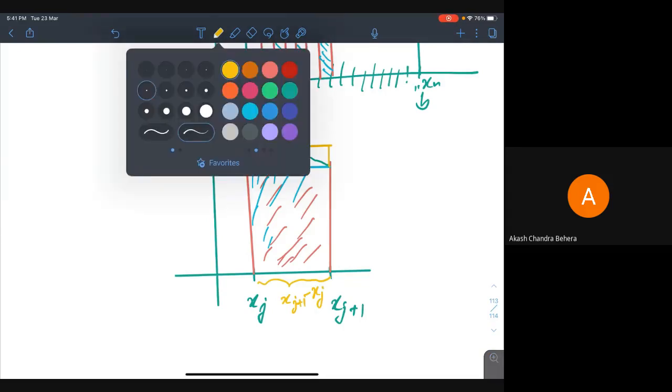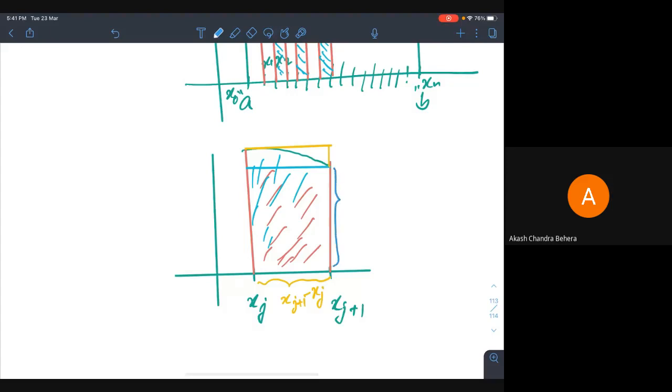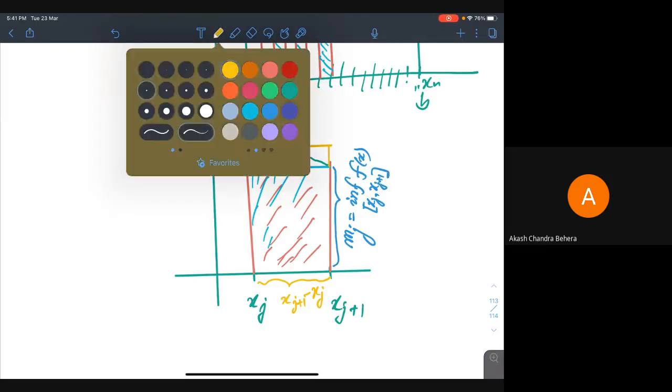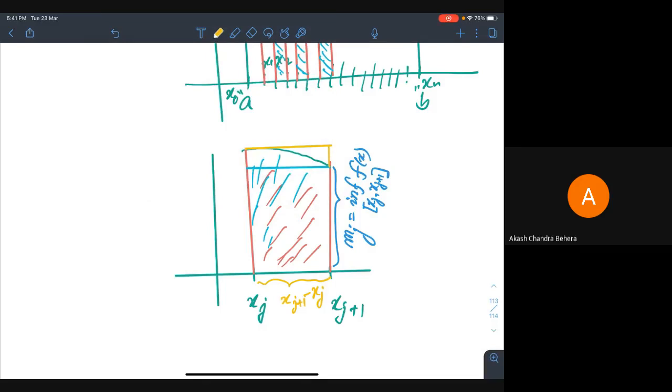And for this smaller rectangle, the height is m_j, which is the infimum of f(x) on the interval x_j, x_{j+1}. So is this clear? This part is the infimum. So what will be the other part? What is this length? Supremum, right. So you take the supremum.